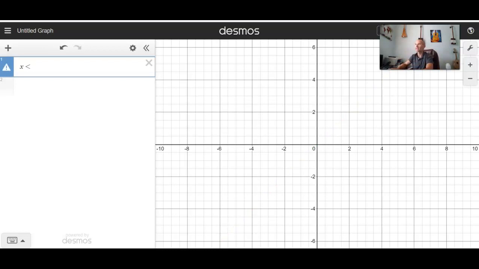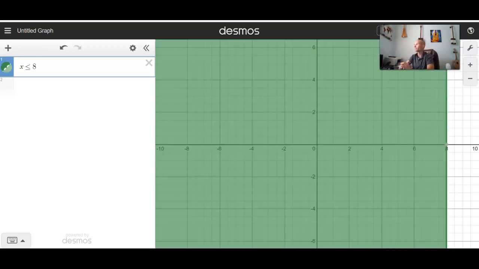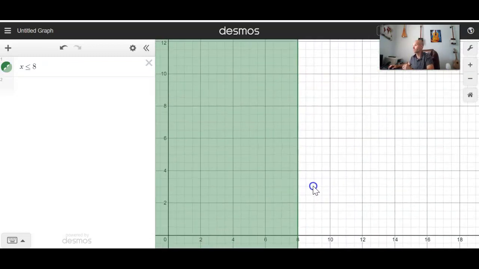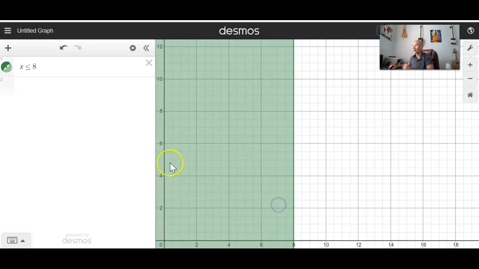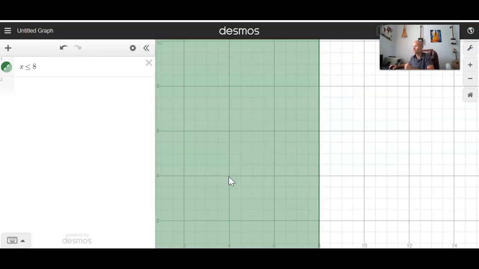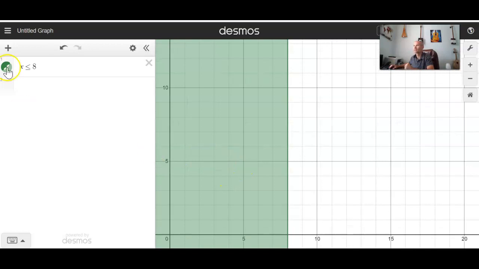So I'm going to just plot x less than or equal to 8. Now there we go. That's a vertical line, and the shaded region suggests all the points in this light green region satisfy where x is smaller than or equal to 8. We're equal to 8 along the vertical line. Even this point right here, for example, would be 4, 4, and the point 4, 4 definitely has an x value less than or equal to 8.